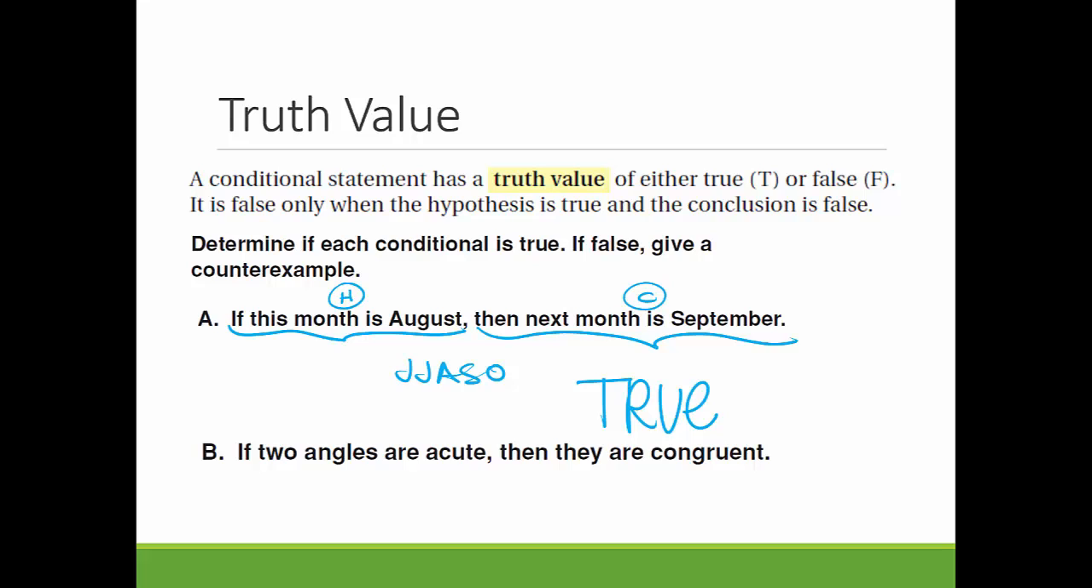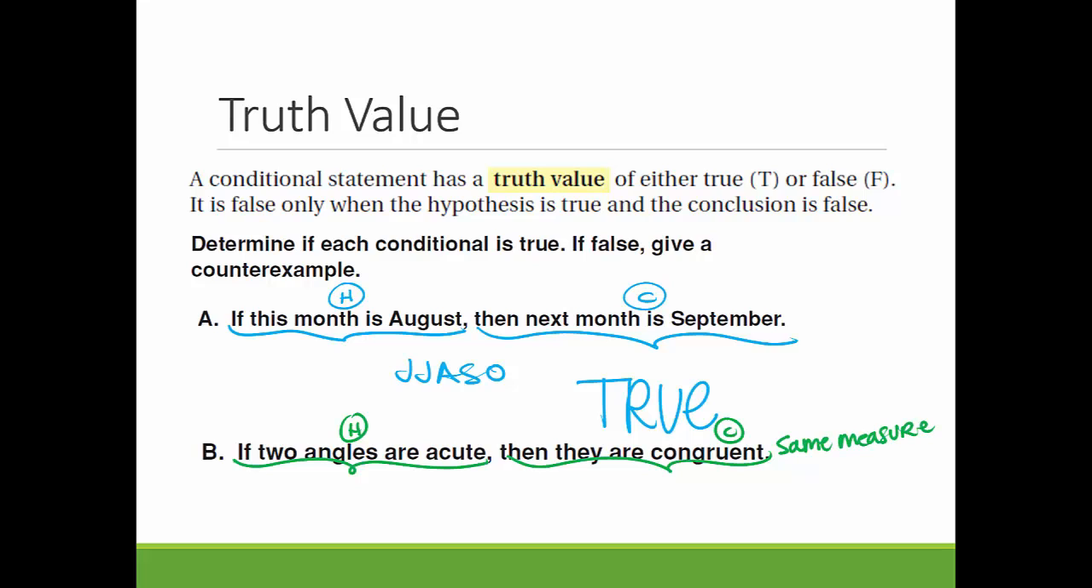And then the next one, if two angles are acute, then they are congruent. So again, we assume that the first part, our hypothesis, is true. So we're going to assume that two angles are acute. Then they are congruent. Here's my conclusion. So, congruent, remember, means same measure.